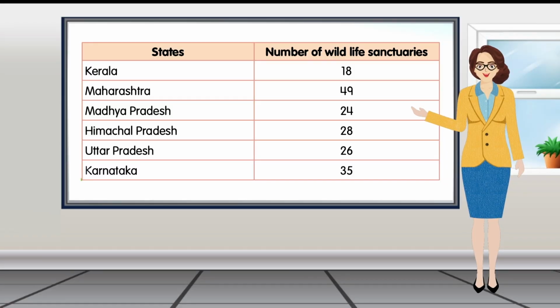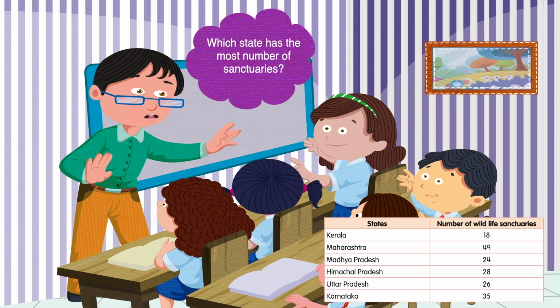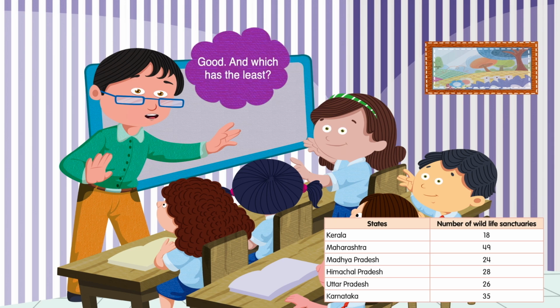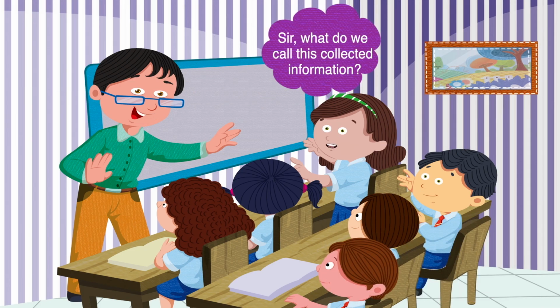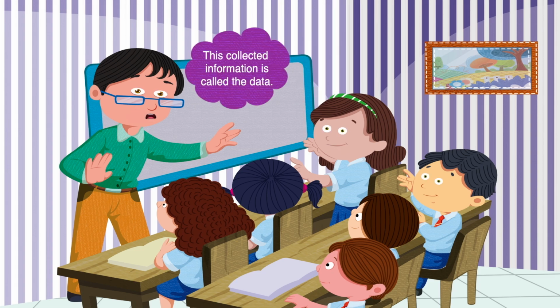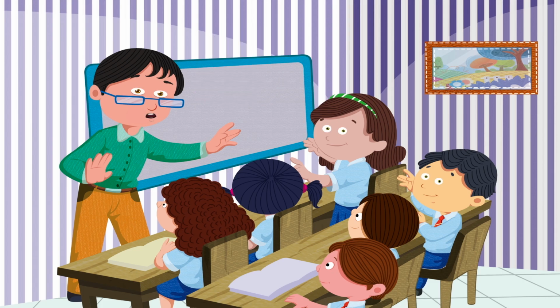After the vacation, students presented their information. Which state has the most number of sanctuaries? Maharashtra. Good. And which has the least? Kerala. Well done. Sir, what do we call this collected information? This collected information is called the data. Let's learn more about data and different ways to represent it.